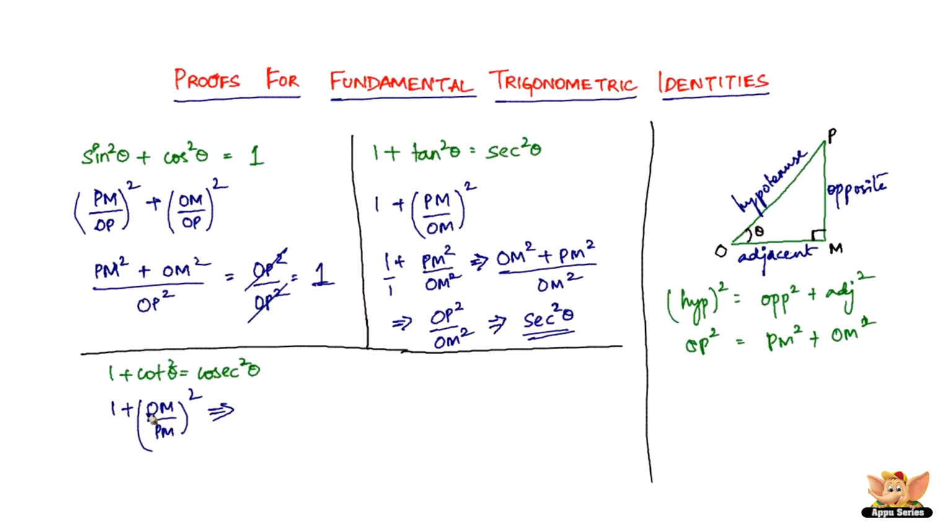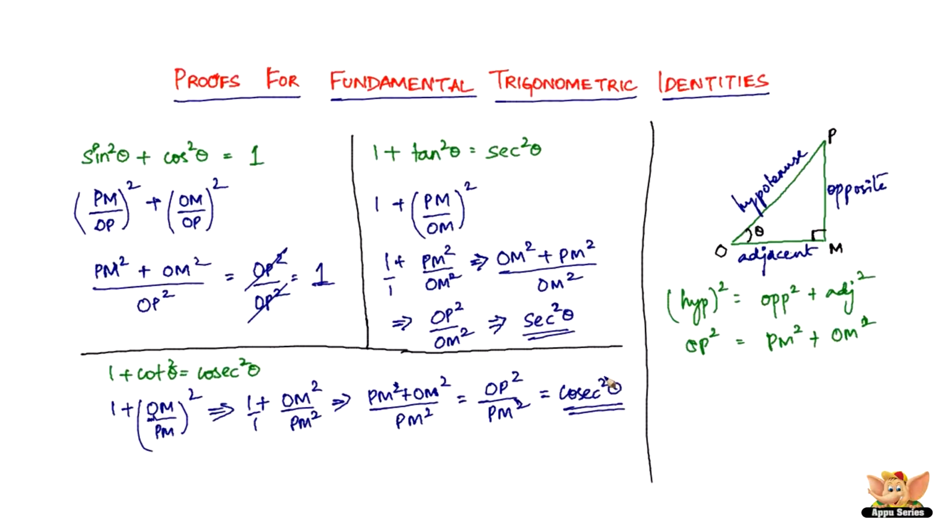Now let's first write this as 1 plus OM square by PM square. Taking LCM, it will be PM square, so it will be PM square plus OM square divided by PM square, which is equal to, now PM square plus OM square we have as OP square, so we have OP square by PM square. So now what is OP by PM? OP is hypotenuse and PM is opposite. So hypotenuse by opposite is nothing but cosecant theta. So hypotenuse square by opposite square is going to be cosecant square theta.